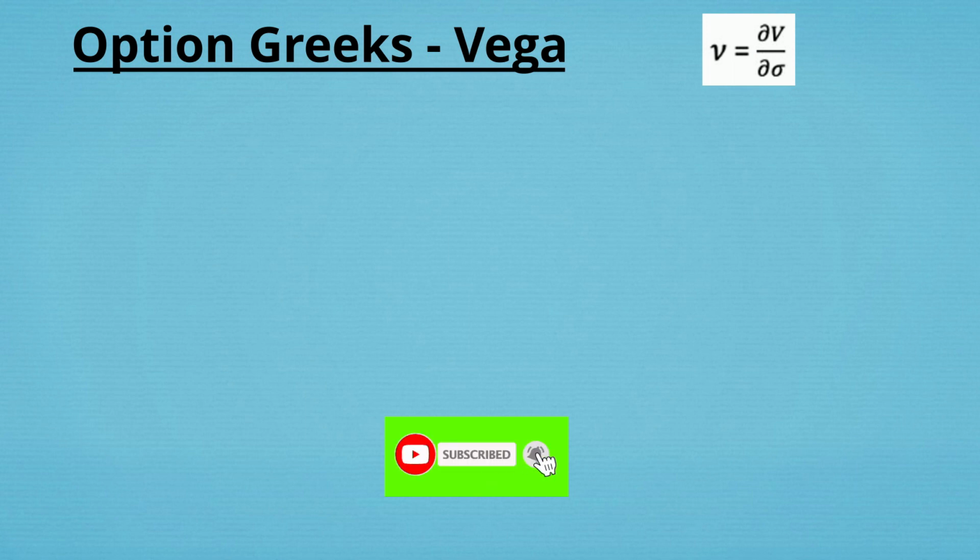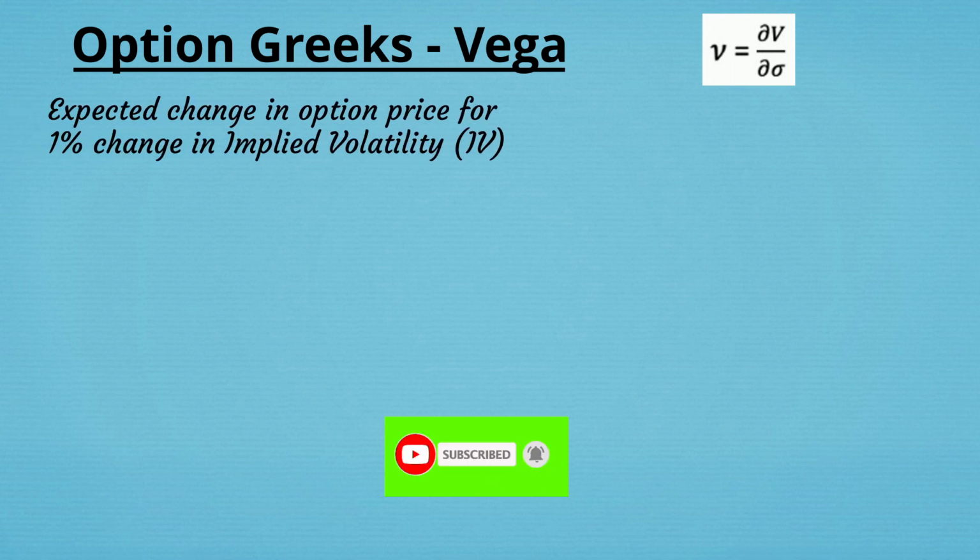Alright, so just like in the previous videos, let's start off first with what is Vega? Well, from a purely mathematical perspective, it's the first derivative of an option price with respect to implied volatility. In other words, it gives you the expected change of an option price for every 1% increase in implied volatility.